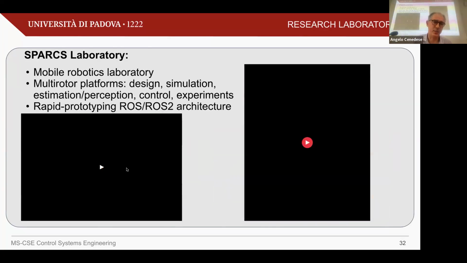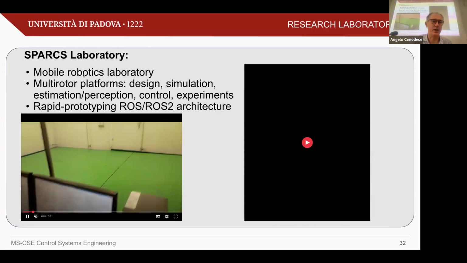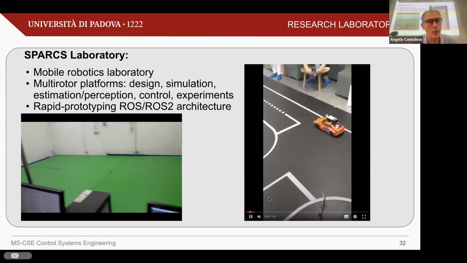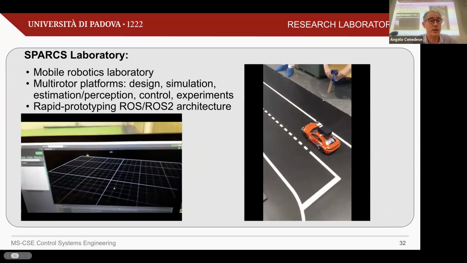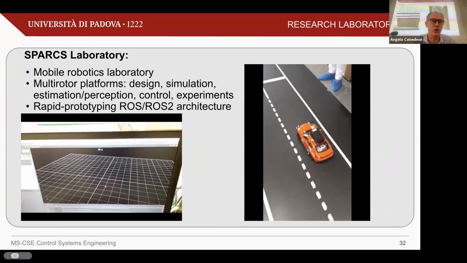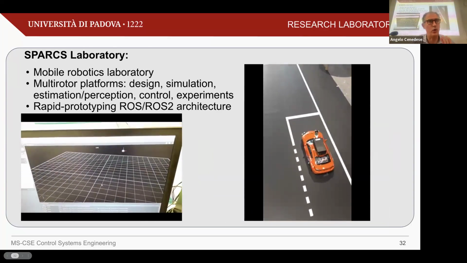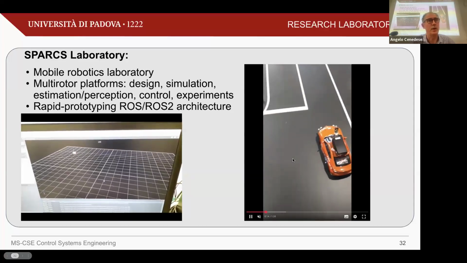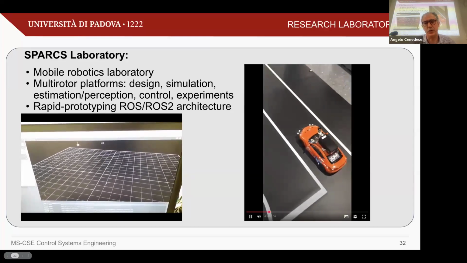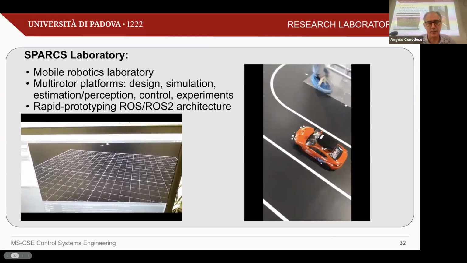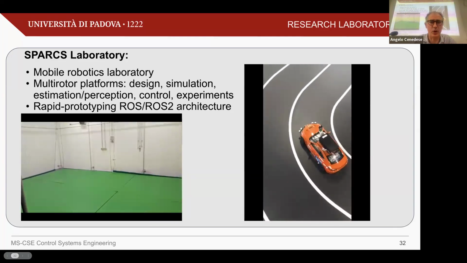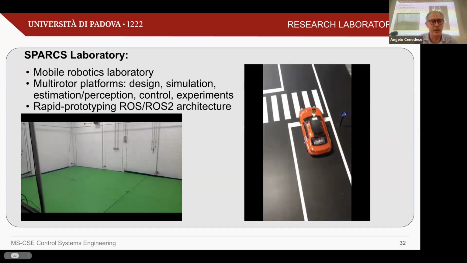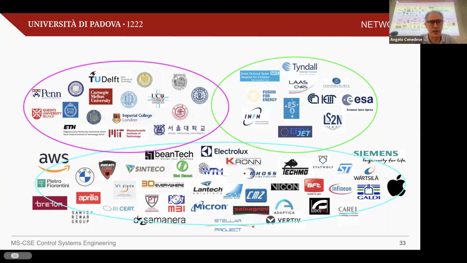Then we have the Sparks laboratory, space, aerial, and ground control systems, where we are dealing with all the things that are related to mobile and network robotics. So we have multi-rotor platforms, quadrotors, hexarotors, and we are going from the design to the experiments. We are dealing with ground vehicles. This is a video from the Bosch challenge that I have mentioned before. And this is a proper research laboratory in the mobile robotics field.